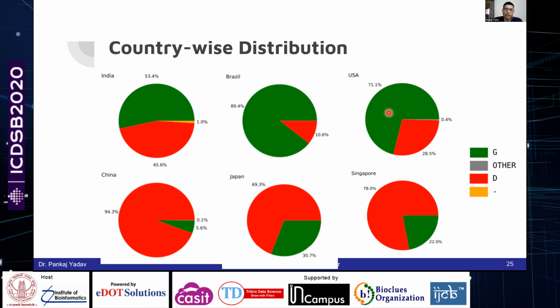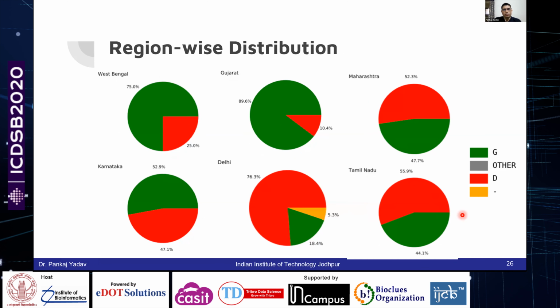This explains why these three countries are suffering a lot because of the G type, because it has more infectivity and it's affecting more people in these countries. Whereas if you look at the eastern countries like China, Japan, and Singapore, the D was more prevalent, and that's why these countries were able to control the virus. Probably there are other reasons as well, but if we look from that point of view, then that makes some sense.